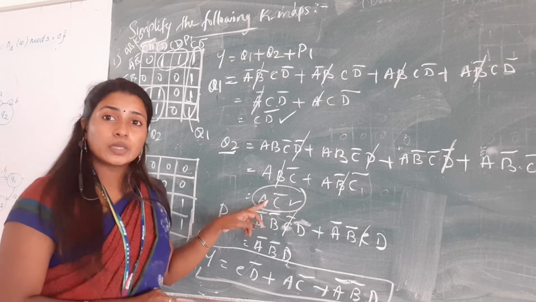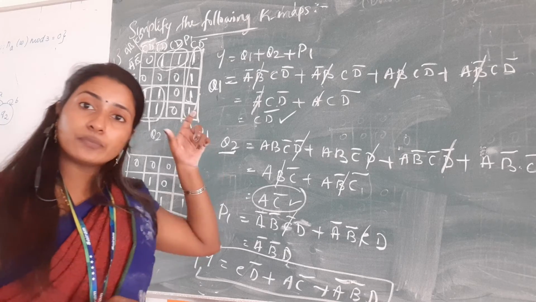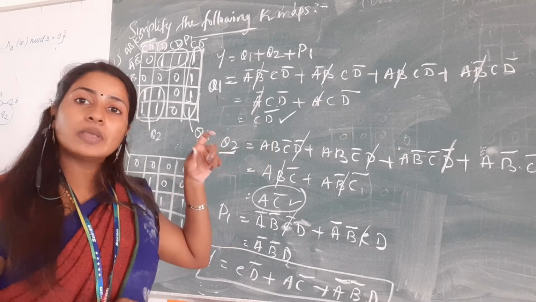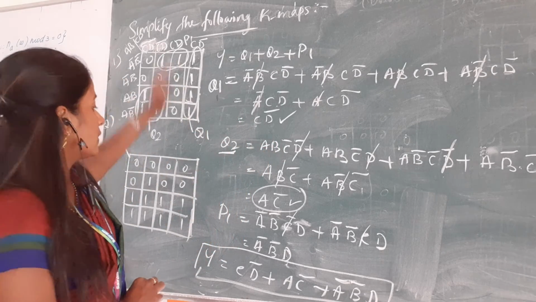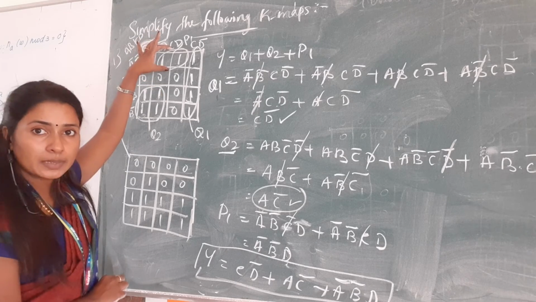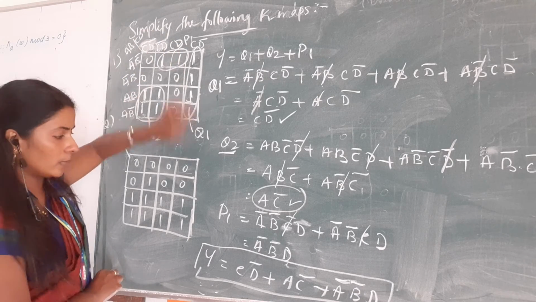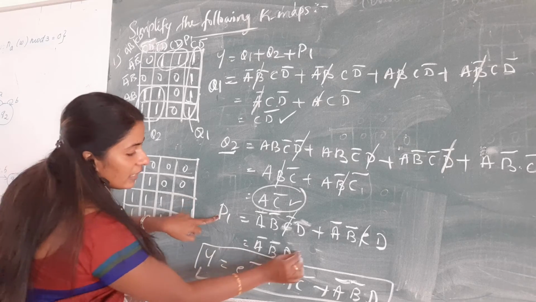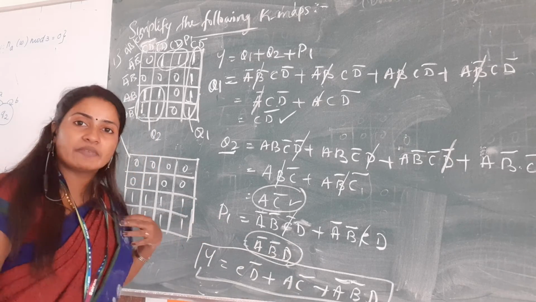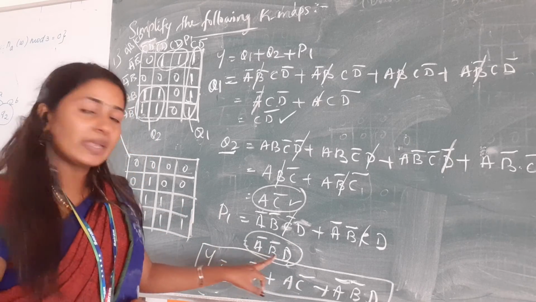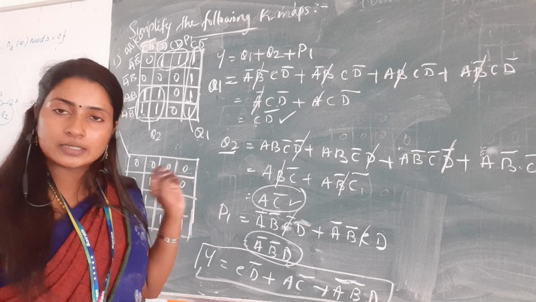Next, if we solve a pair in a 4 variable K-map, we have solved this pair in the 4 variable K-map, so I got a 3 variable result. The variables are A, B, D. It may be any variables, but a 3 variable result I will get.